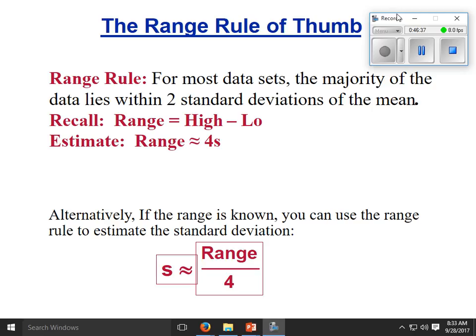Range rule for most data sets. Now notice it says most data sets. Not everything fits into all these rules. For most data sets, the majority of data lies within two standard deviations of the mean. So if we take that standard deviation, add it to the mean twice like we were just doing there with the 31,000, most of the data is going to fall within two standard deviations above or below the mean.